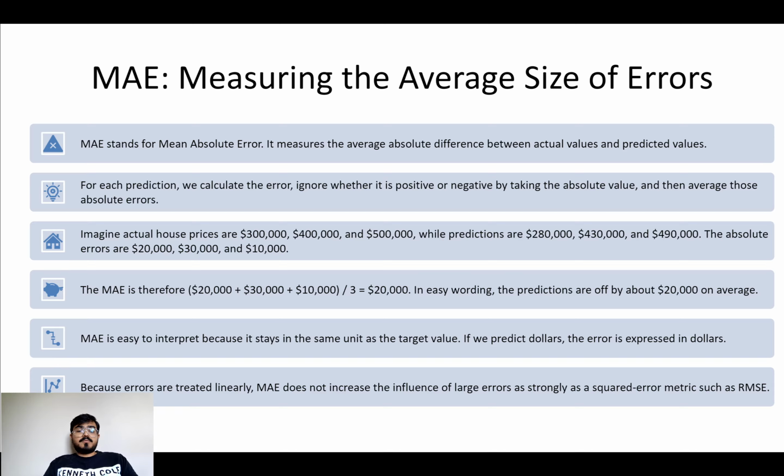One reason MAE is popular is because it is very easy to understand. If the model predicts house prices, the error is also measured in dollars. If the model predicts delivery time, the error is measured in minutes or hours. This makes MAE easy to explain even to people who do not have a machine learning background. However, MAE treats every error equally, whether it is small or large.